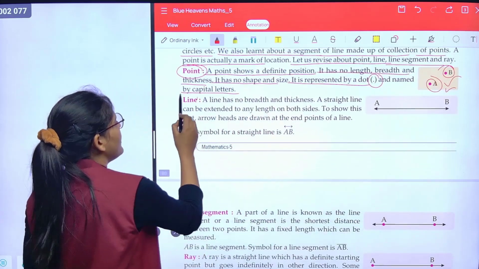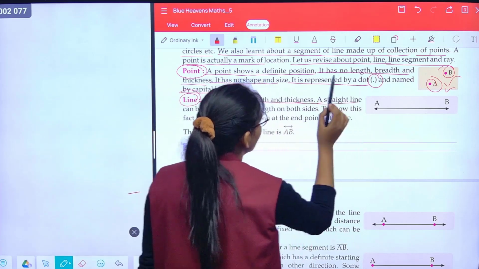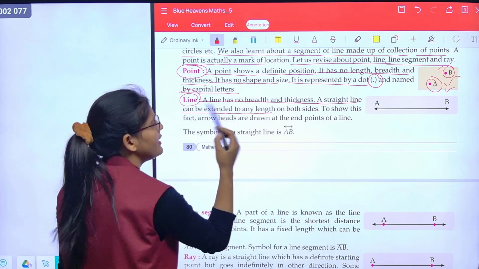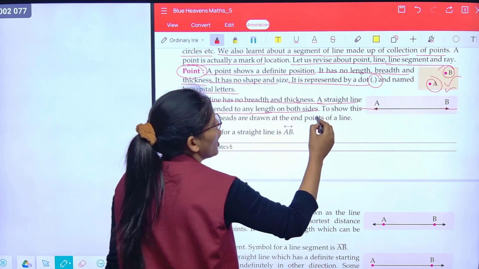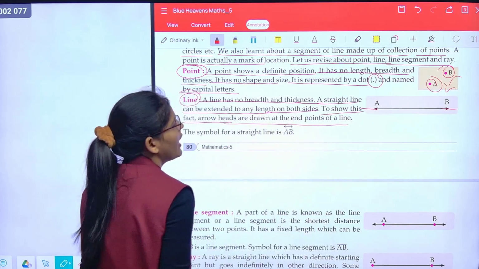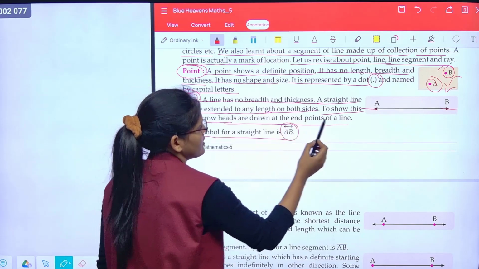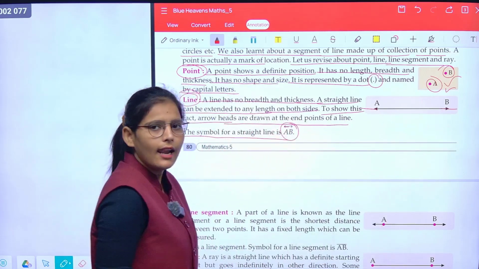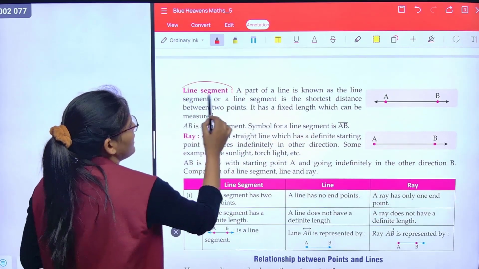Okay. Line. A line has no breadth and no thickness. A straight line can be extended any length on both sides. We can extend it as much as we want. To show this fact, arrow heads are drawn at the end points of a line. The symbol of a straight line is this. So AB is a line. Understand?